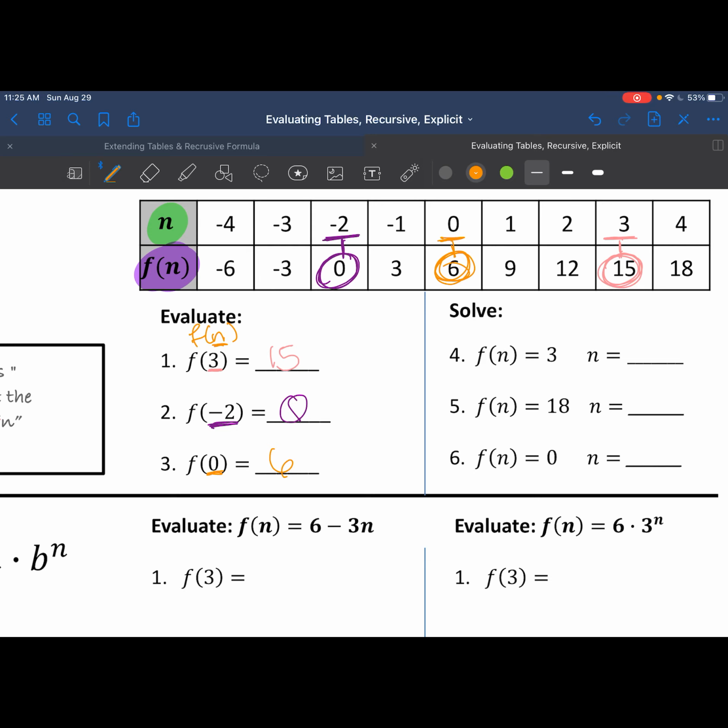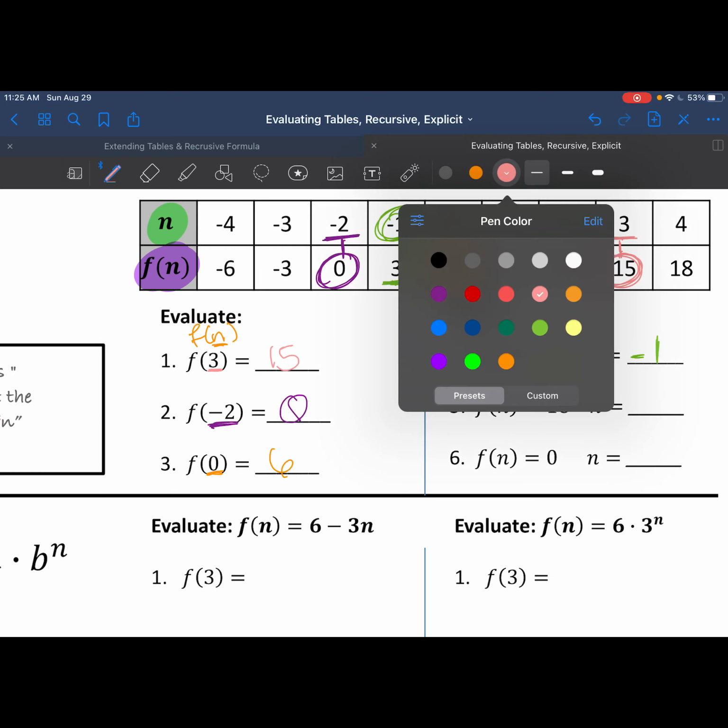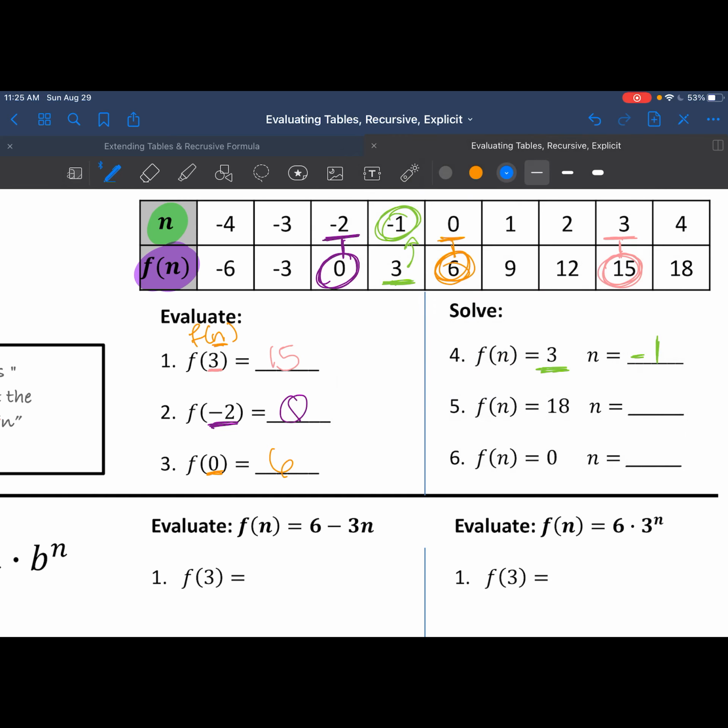All right, here we go. Now we're going to solve. We're going to figure out n's number this time, so we're doing the opposite. This time we know our f of n is equal to 3. So in our f of n row, we're looking for 3. Here it is. Its n value partner, in this case, is negative 1. So n is equal to negative 1. Next up, we have when f of n is equal to 18. So looking at my f of n row, we find 18. Its n partner is 4.